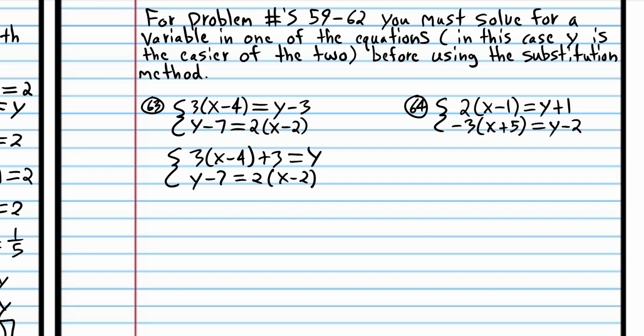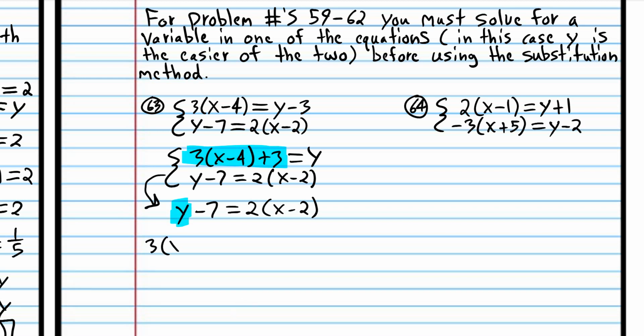So again, I just rewrote the same system of equations, no difference whatsoever, except I put this 3 on the other side, and now y is isolated. So now that y is isolated, I can use substitution. So now I'm going to rewrite the equation where y is not isolated. Y minus 7 is equal to 2 times x minus 2. But now, instead of y, I'm going to plug in what y equals. So y equals all this stuff. I'm going to plug it in there.